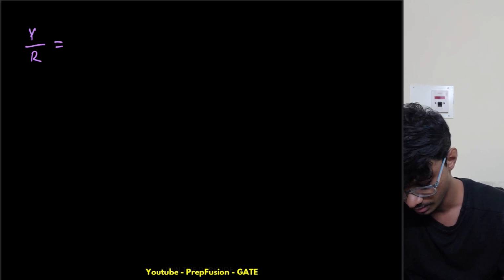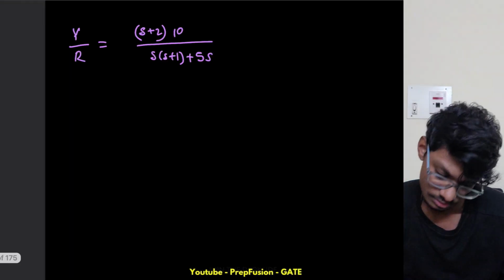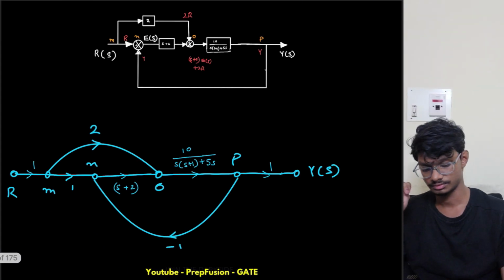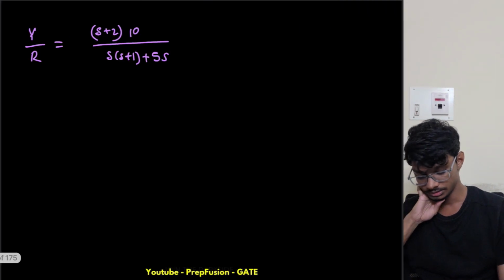So what will be the value? I will write the transformation directly this time. So it is 1 times 1 into s plus 2 into 10 divided by s into s plus 1 plus 5s, right? Plus 5s. Okay, so yeah, this is the forward path.